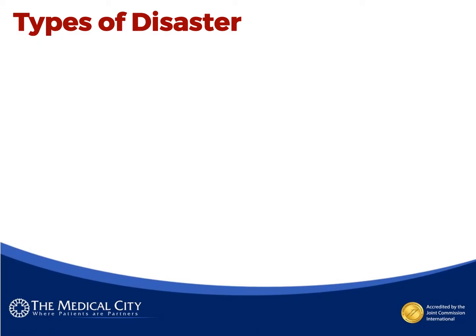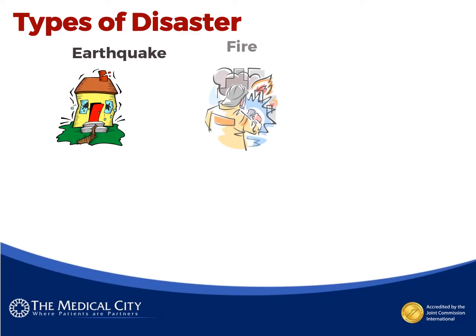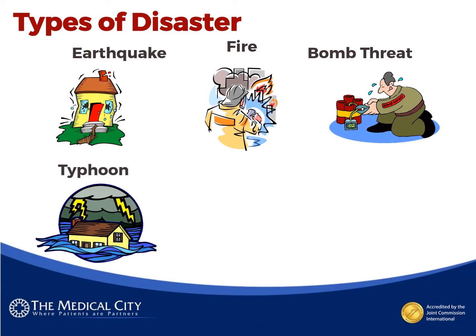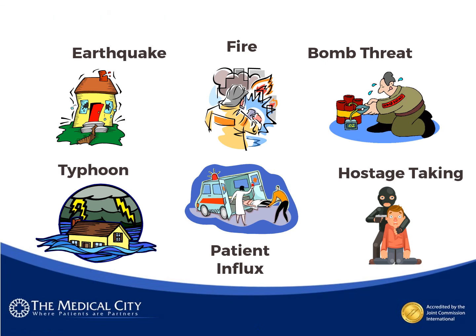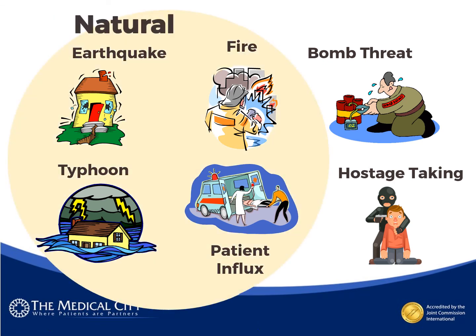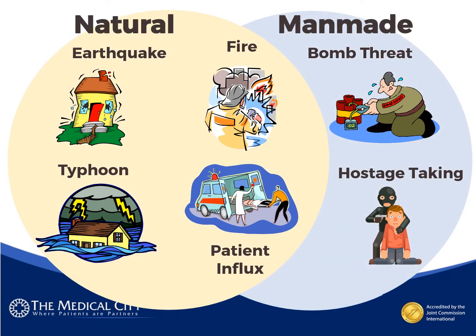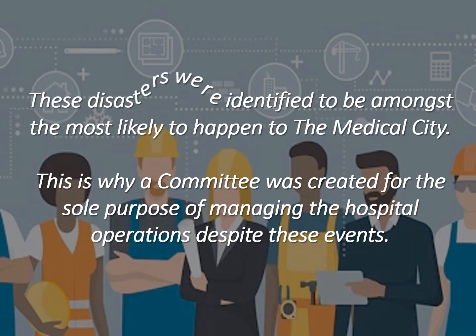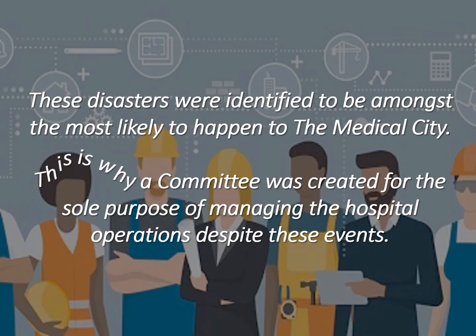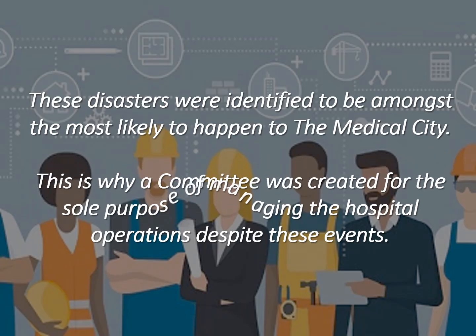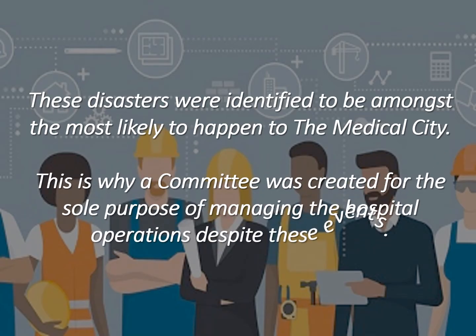To start, here are the types of disasters applicable in the medical city: earthquake, fire, bomb threat, typhoon, patient influx, hostage taking. We can group these into two: natural disasters and man-made disasters. While fire and patient influx can either be classified as natural or man-made disaster, these disasters were identified to be amongst the most likely to happen to the medical city. This is why a committee was created for the sole purpose of managing the hospital operations despite these events.